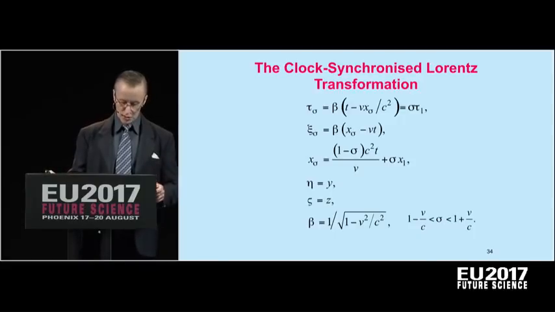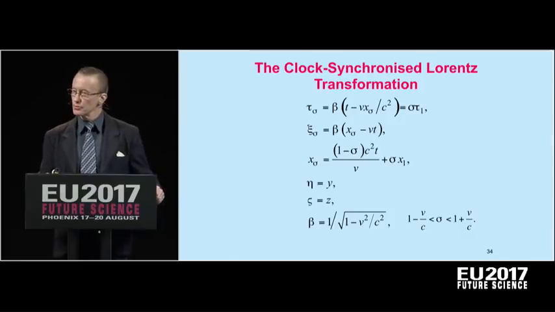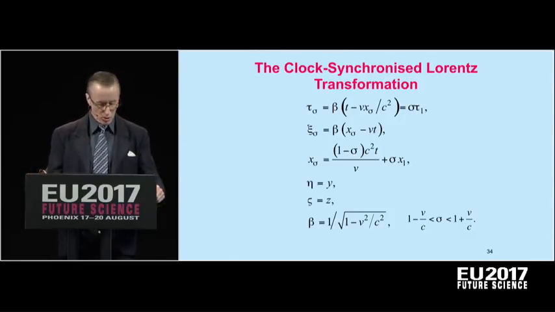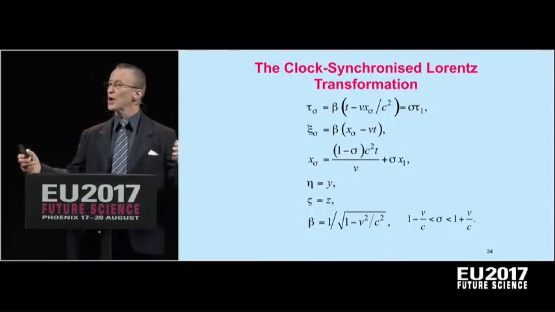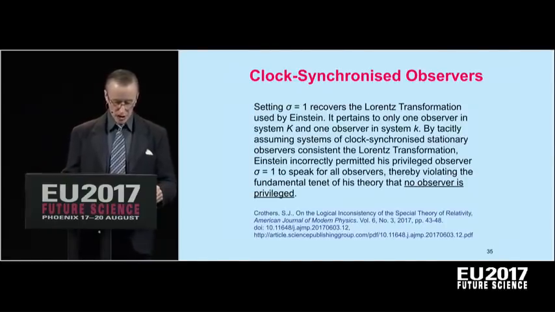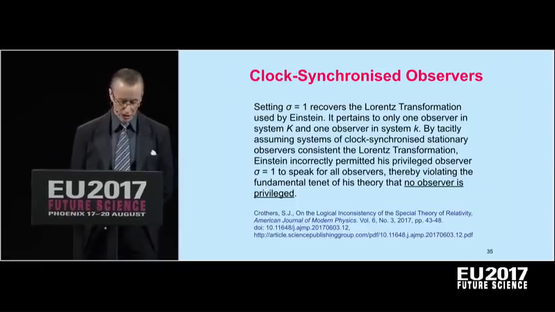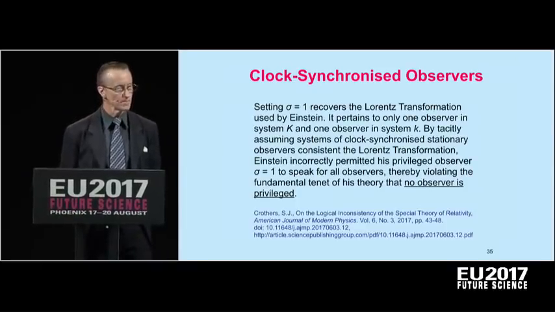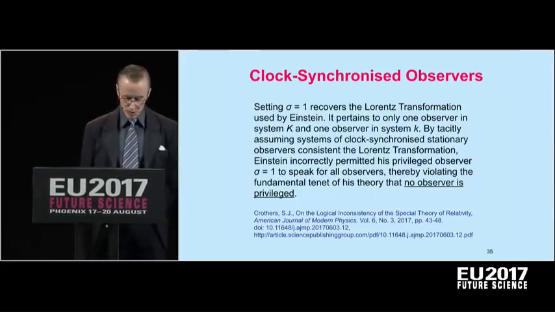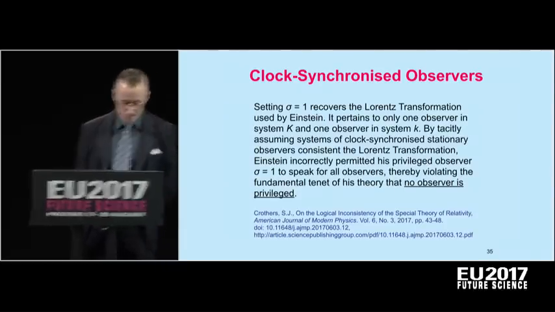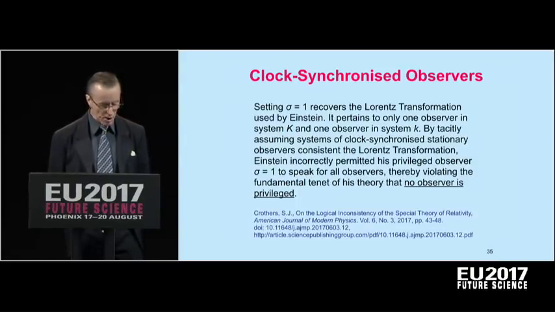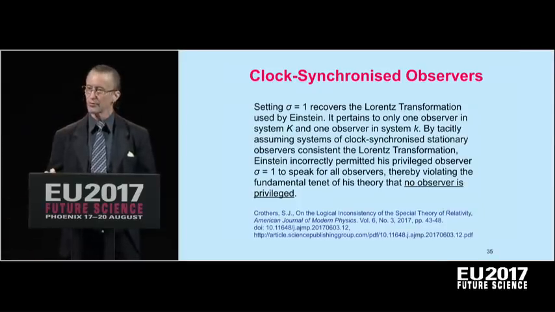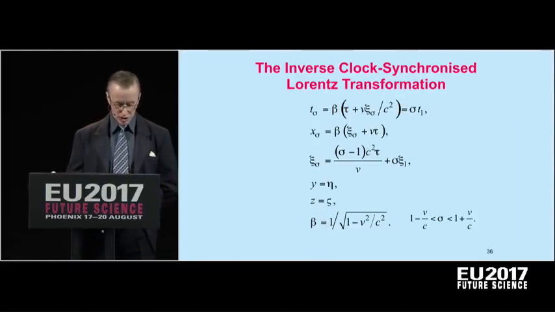Here's the Lorentz transformation for clock-synchronized observers. Notice that sigma can only have limited values. It's not the whole set of real numbers. It's only 1 minus v over c is less than sigma is less than 1 plus v over c. And if v is 0, we get 1 is less than sigma is less than 1. That just means it's 1. Einstein's observer again. So if we set sigma equals 1 in the clock-synchronized system, we recover the Lorentz transformation used by Einstein. It's a privileged observer. He's not allowed to have that because he says we don't have privileged observers. It pertains to only one observer in system K and one observer in system little k. By tacitly assuming systems of clock-synchronized stationary observers consistent with the Lorentz transformation, Einstein incorrectly permitted his privileged observer sigma equals 1 to speak for all observers, thereby violating the fundamental tenet of his theory that no observer is privileged. This is the set of equations for the inverse clock-synchronized Lorentz transformation, again for content.